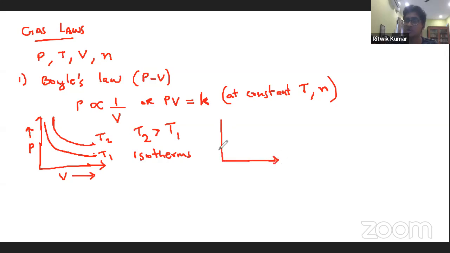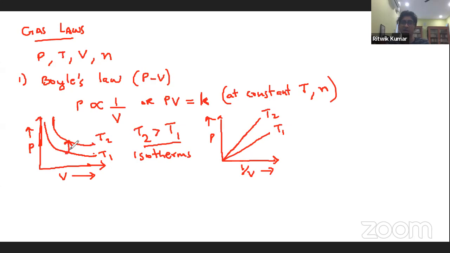Then we can have a graph of pressure versus 1 by V. What is the relation then? We'll have a straight line, because pressure is directly proportional to 1 by V. So you'll have a straight line going through the origin, with the same relation of temperatures, T2 greater than T1. Meaning at a higher temperature, let's look at the first graph, P versus V. For a higher temperature, what do you observe? For the same volume of gas, it will exhibit a higher pressure. That's what it indicates. So these are the two graphs.